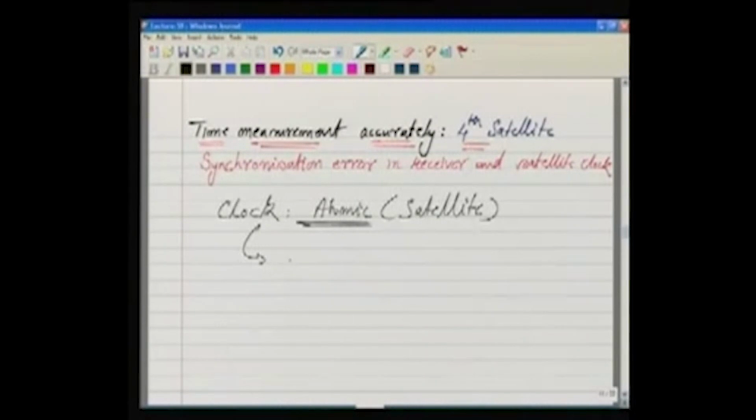But here on the ground, for the receiver, we can't put an atomic clock. The clock which is put into the receiver is not that costly, not that precise. So naturally there will be some synchronization error, because why is the clock important? The signal is generated as per the clock, so the time is important.